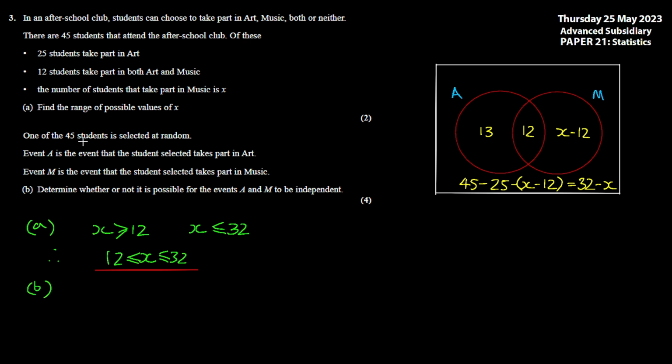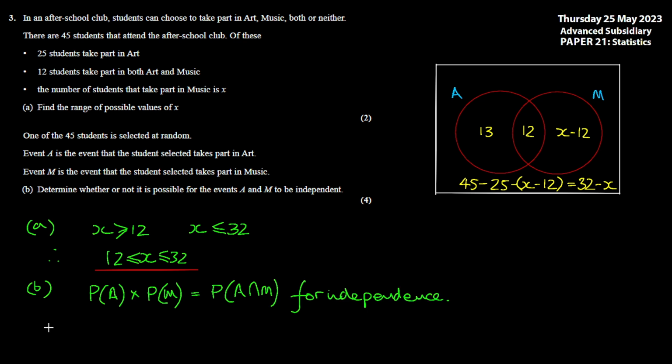So in part B, we're told that event A is the event that a student selected takes part in art, and event M is the event that a student takes part in music. And we're asked to determine whether or not it is possible for event A and event M to be independent. Well, the condition for independence is this: the probability of A multiplied by the probability of music must equal the probability of A and M.